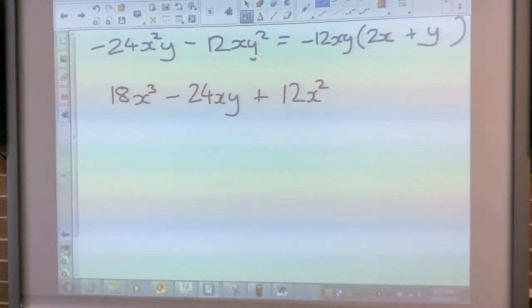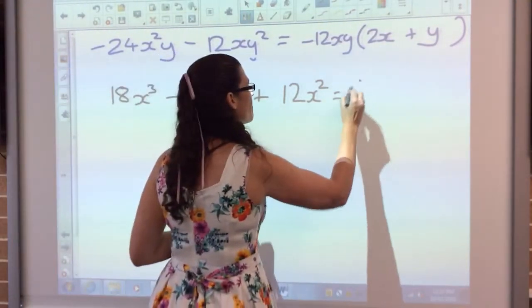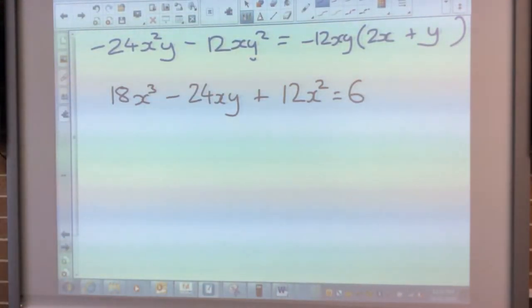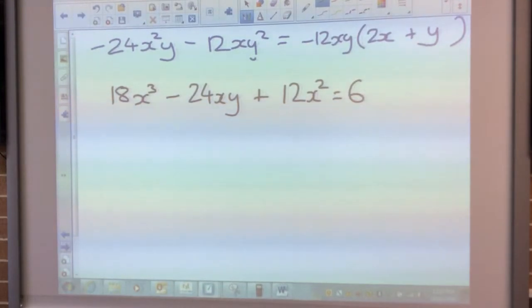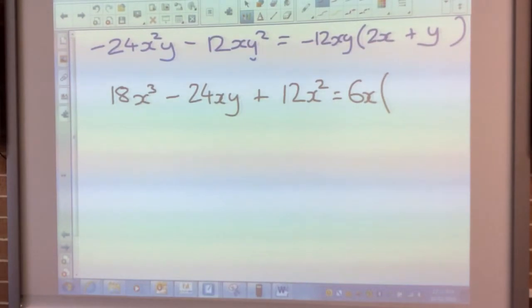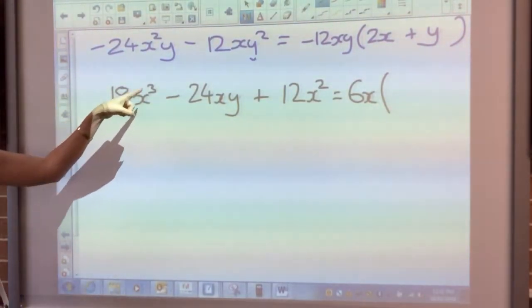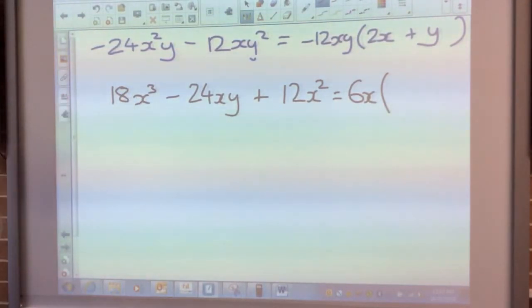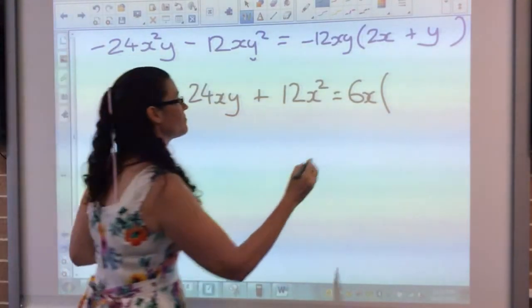Alright, so if I looked at all 3, what is the number that I would use? Yep. 6 is the highest number. Well done. What about letters? What's common to all 3 of them? X is common to all 3 of them. Now, in my brackets, I'm going to have 3 terms, aren't they? There's going to be 3 different things inside the brackets. That's okay. It's the same process, just going to be 3 of them. If I have 18x cubed and I divide the 6x out, what am I left with? 3x squared. Well done.